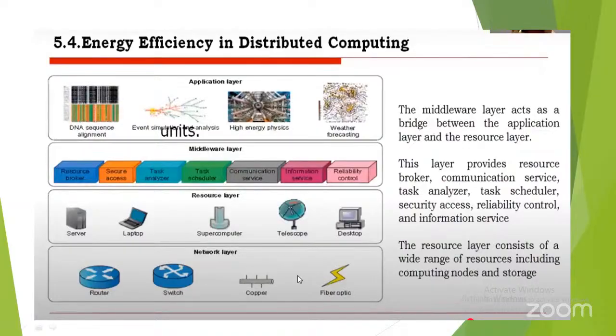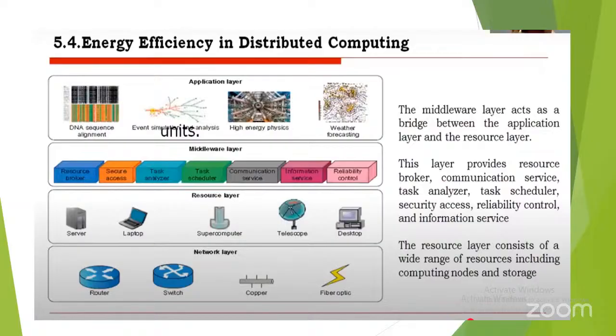These are the network layer, and upon this resource layer is the middleware layer, and the last one is the application layer. These applications can be used by the network layer. In the network layer, the switch and router also consume energy. So a switch can consume and a router can consume some energy.